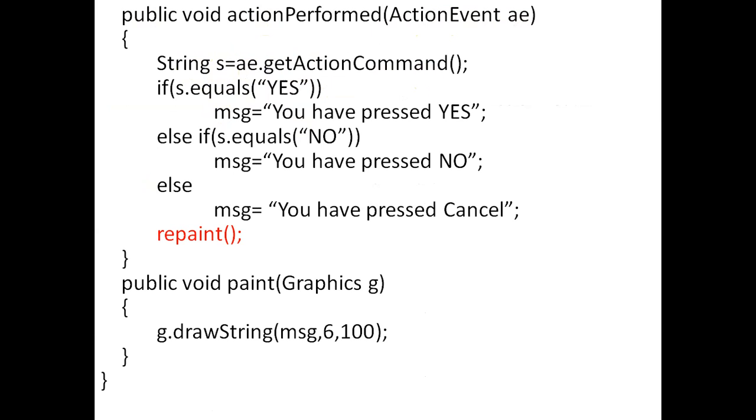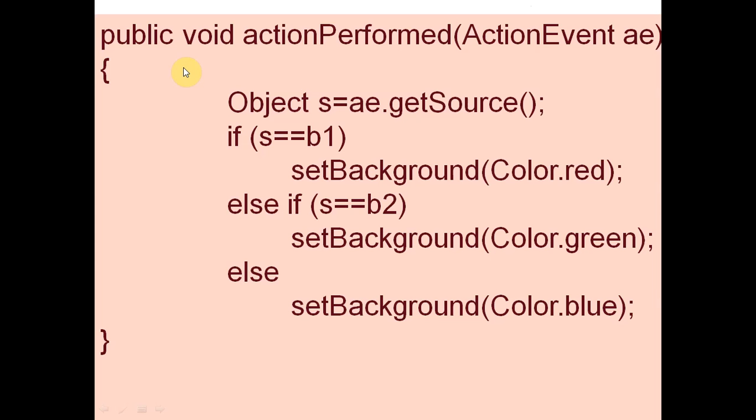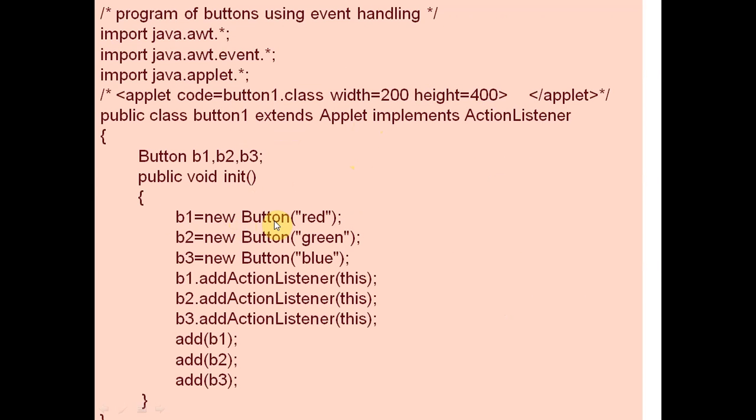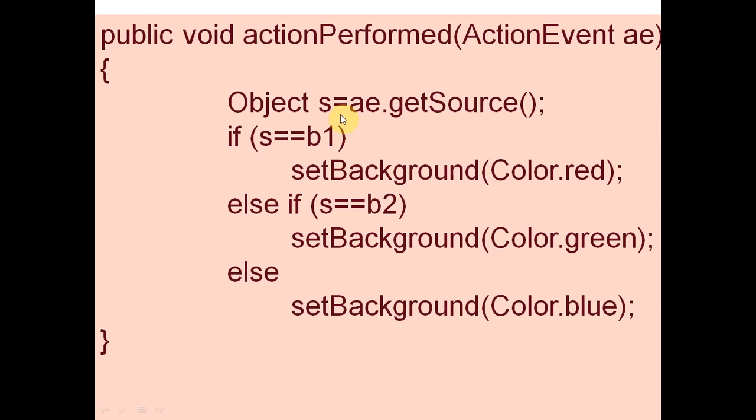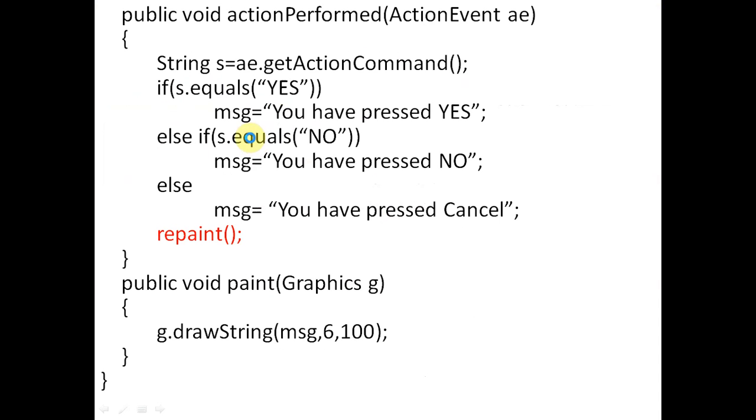So we are writing here, we are not using an object. In the previous one we mentioned Object s equals AE dot get source. In that case get source will return the object. Object means, suppose we have clicked on button 1, then its object is b1, so it will return b1 in the s variable, because s is an object type. But in this program we are using a string variable, not any object. So in the case of the string it will return the string of the button which we have pressed.